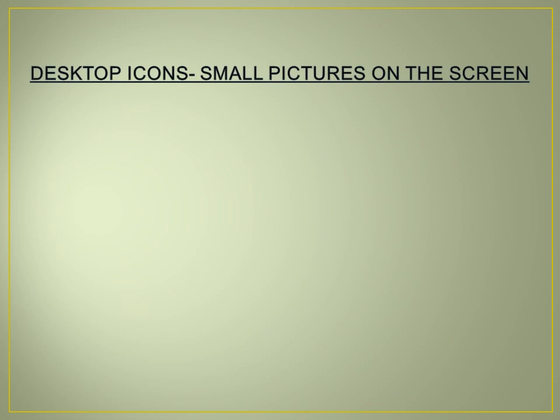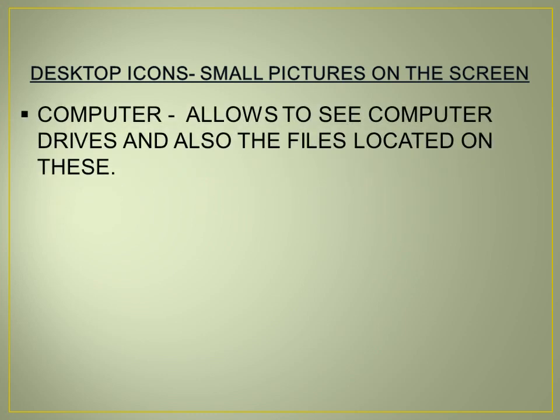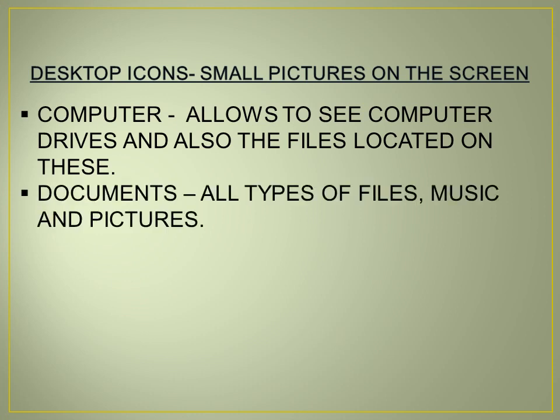First of all, which is coming? Computer. It allows to see computer drives and also the files located on these. You will just underline these statements in your book because these are the main statements given in the chapter. So what is computer? Computer allows to see computer drives and also the files that are saved on those drives. Next is documents. Now what is document? All types of files, music and pictures, everything that you store in the computer is called document.